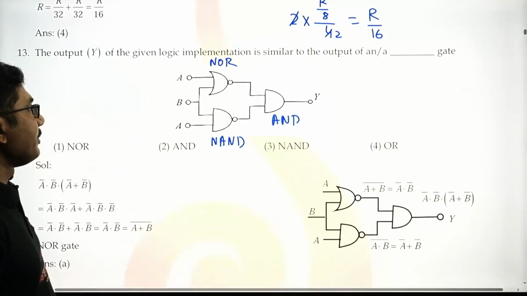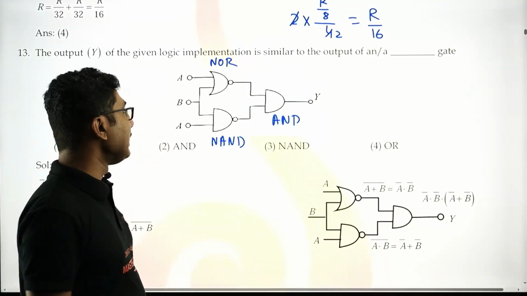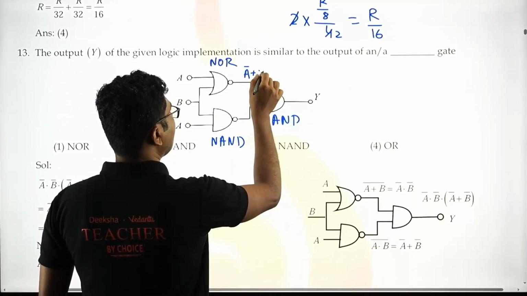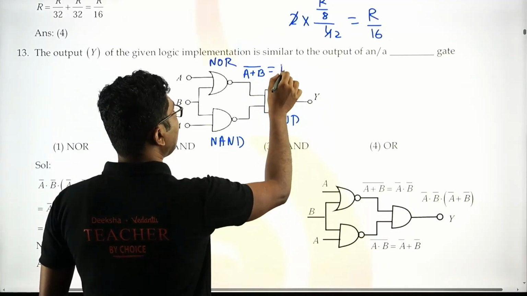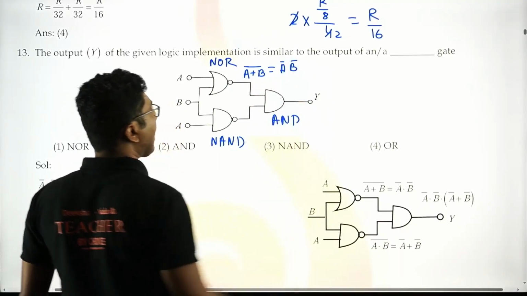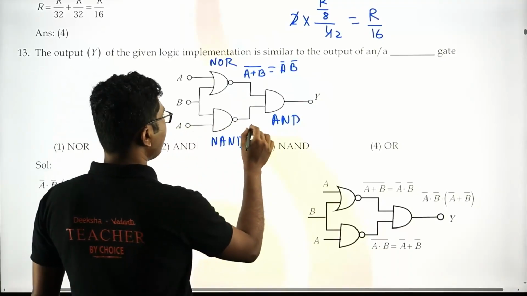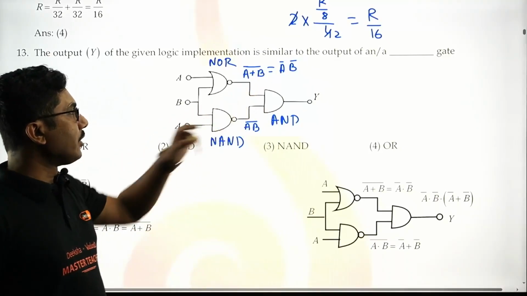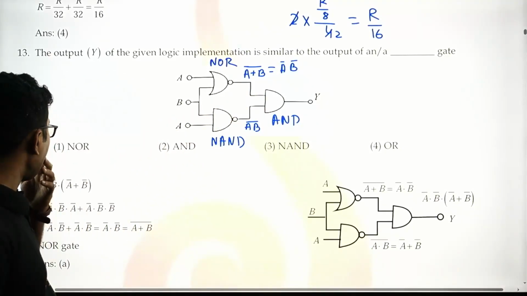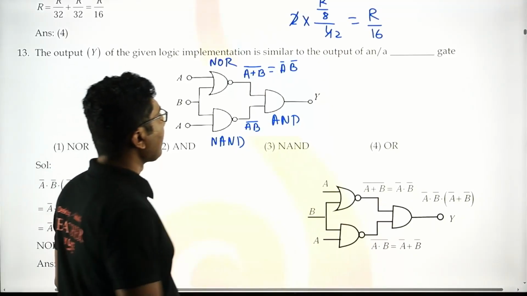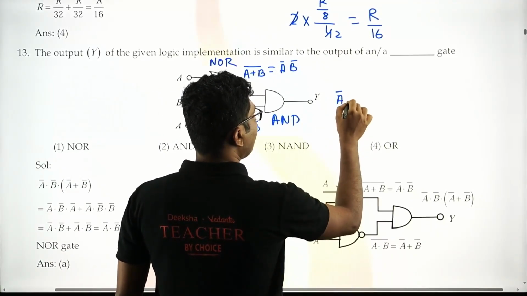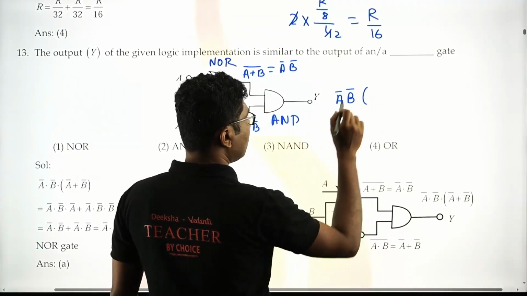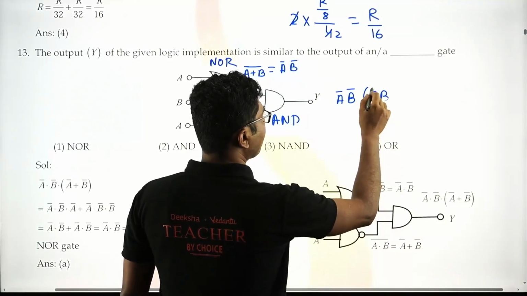NOR means it is basically neither A nor B, so it will be (A plus B) whole bar, that is A bar B bar. And a NAND gate means it will be (AB) whole bar. Now you are doing this multiplication, so it will be A bar B bar into (AB) whole bar.